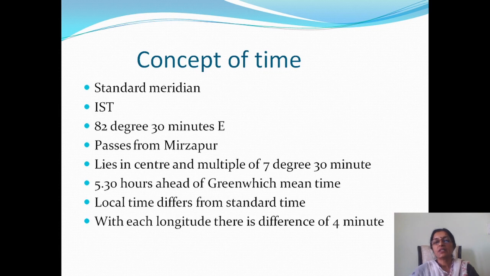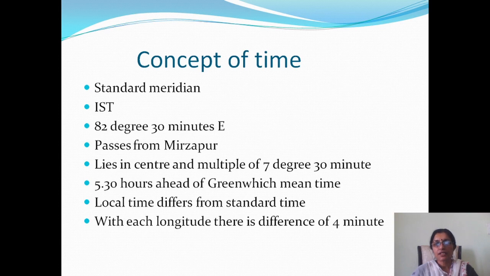The world time is taken from 0 degree, that is prime meridian, or we may call it Greenwich Mean Time. India's time is 5 hour 30 minute ahead of Greenwich time. Suppose it's 12:30 in India, then it will be 7 a.m. at Greenwich. India's time is 5.5 hours ahead of Greenwich time.